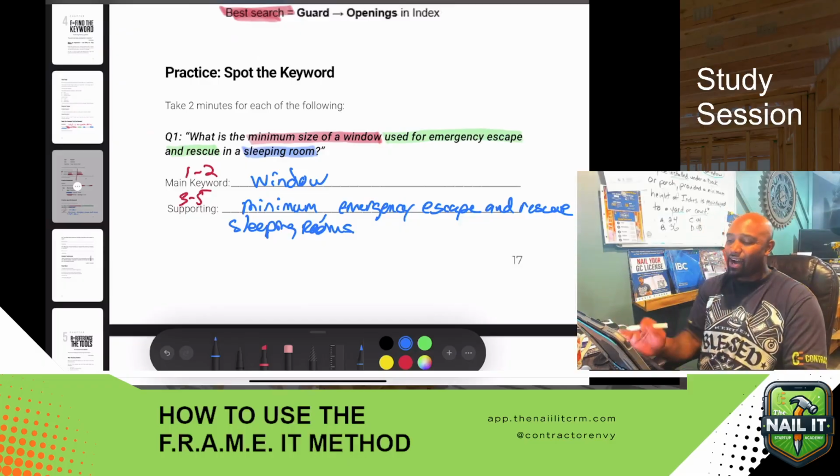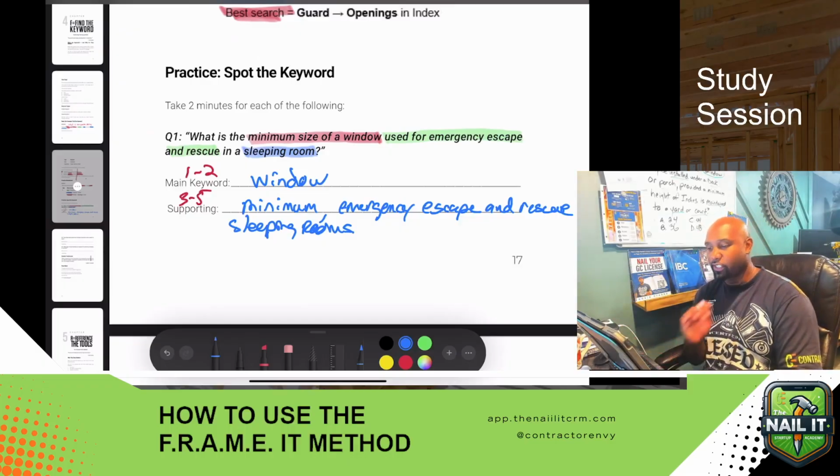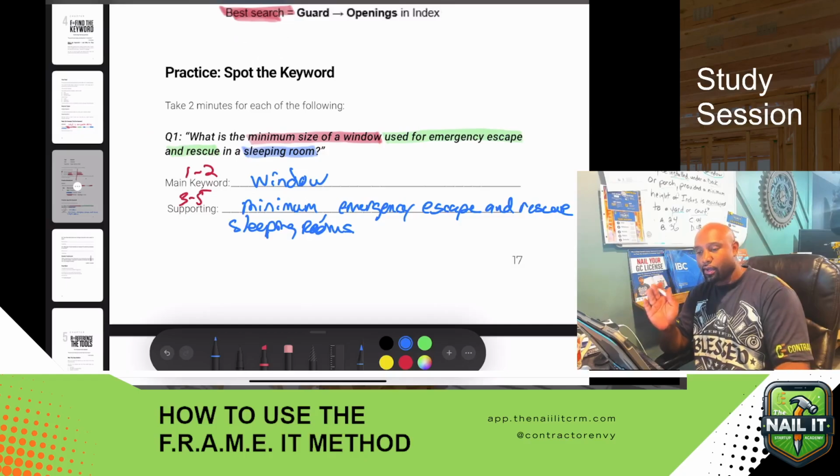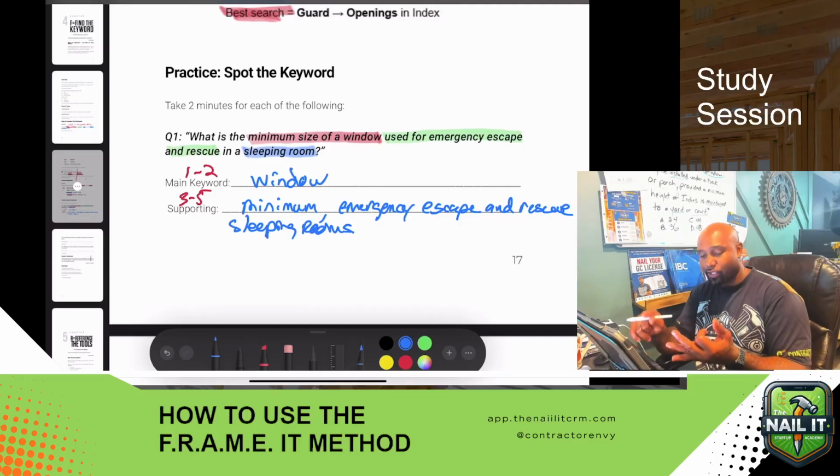So now that I've got that, this is when I go into the next step. R, reference your tools. Will I use the table of contents? Will I use the index? Will I use the definitions? All right, that's the question I'm going to leave you with.